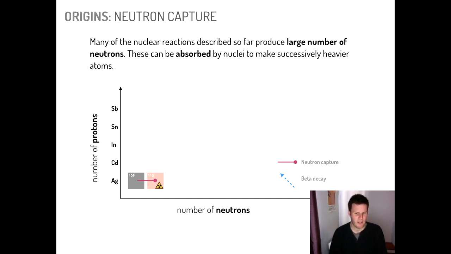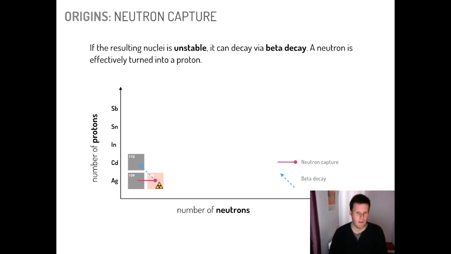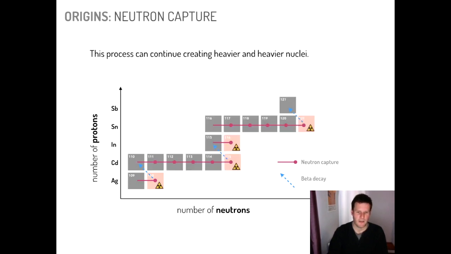But silver 110 is radioactive and it wants to decay via beta decay. Now in this context, what beta decay does is turn a neutron into a proton and an electron and an anti-neutrino as well. And so with beta decay, we actually convert silver 110 into a new periodic element, cadmium 110. Okay. Now if there's enough neutrons around, cadmium 110 can continue to absorb neutrons, and this whole process can continue. So via this process, we can create heavier and heavier nuclei.